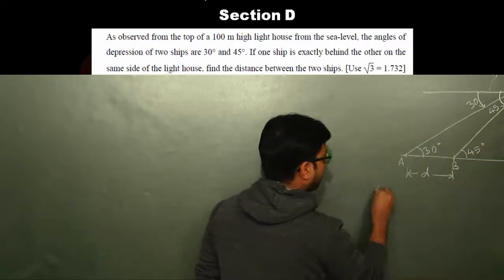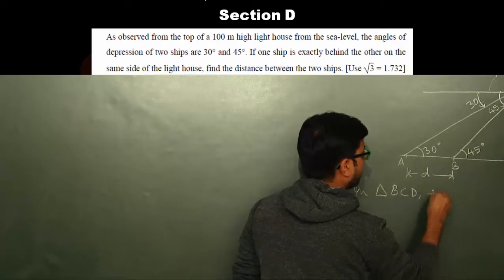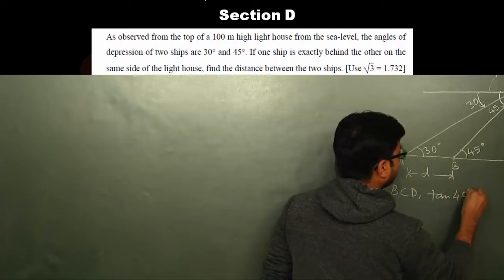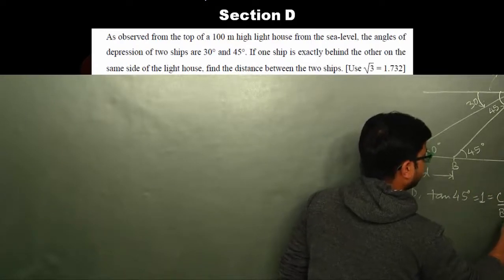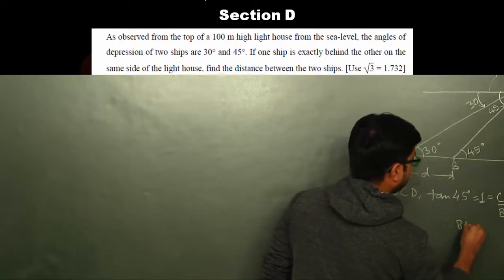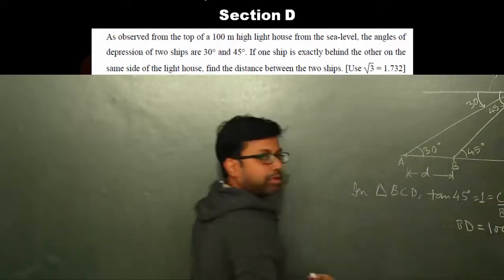If this is A, B, this is C, and this is D. Now from triangle BCD, we have tan 45, which is 1, equal to CD by BD. Therefore, BD is equal to 100 meters because CD is 100 meters.